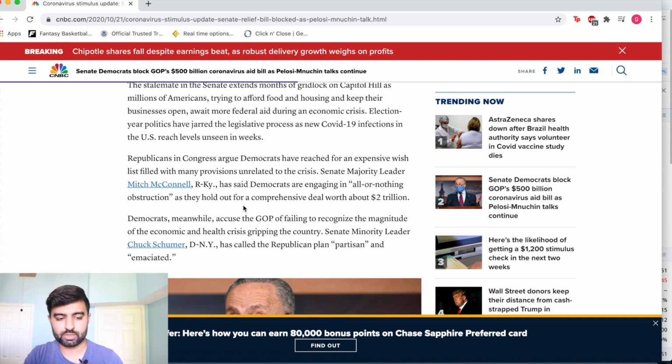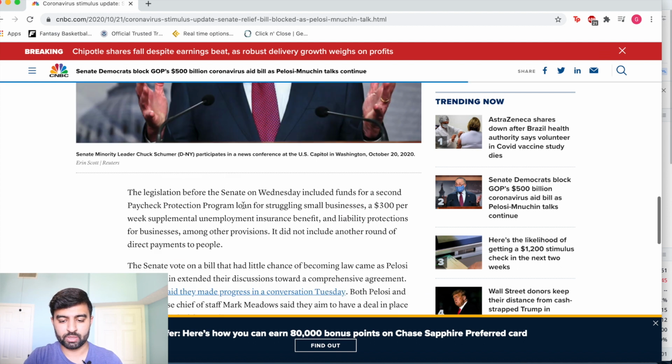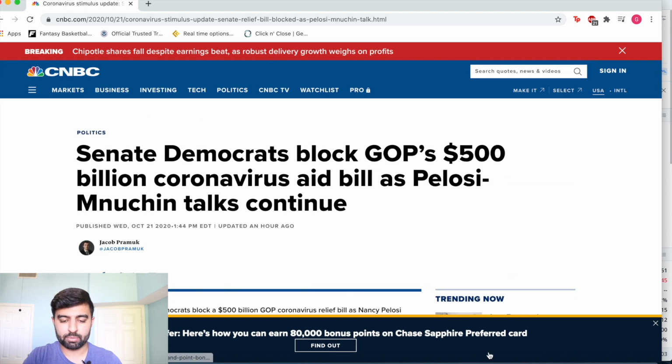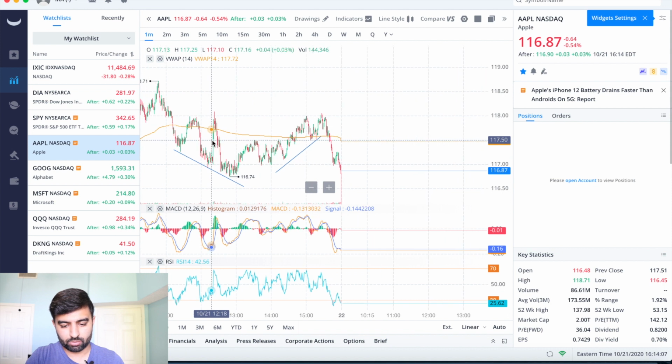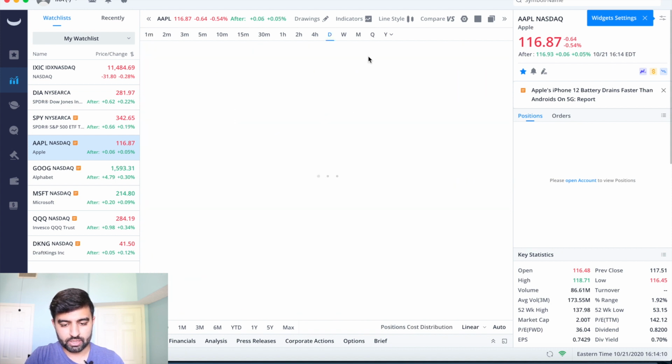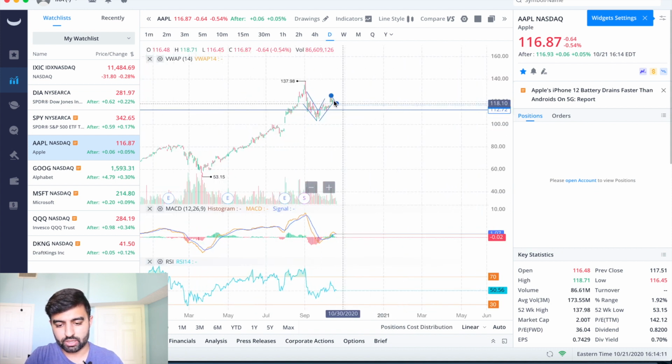I've personally said, based on what I'm seeing, that I don't think it's going to pass, but that being said, they do seem like they're working hard at it. So who knows, and that's the reason why I'm waiting to see what happens. And as you can see, there's not too much action going on within Apple. It's down. Taking a look at the daily chart, right?